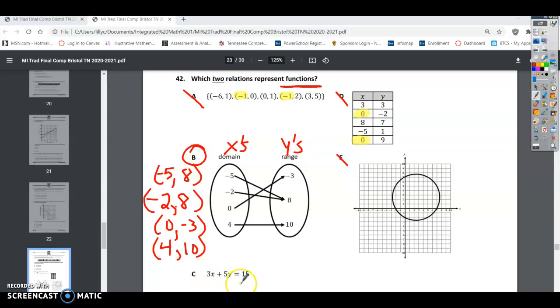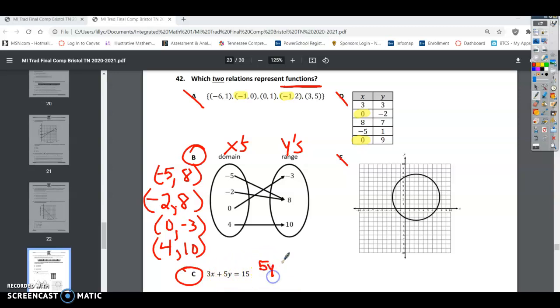All right, C is a linear equation. A linear equation, except for a vertical line, is a function. So we can say this is a function. If you want to check it, you can simply graph this and see what it looks like. Let's rewrite it in slope-intercept form so we can plug it in the calculator.